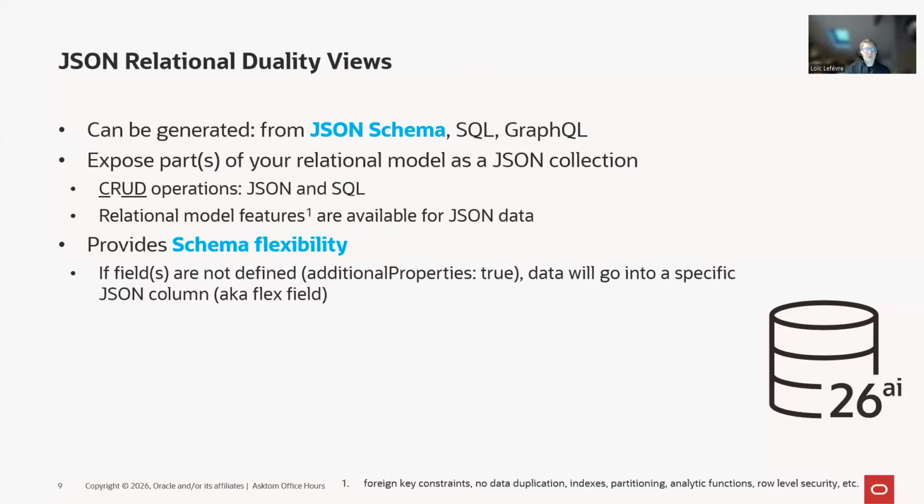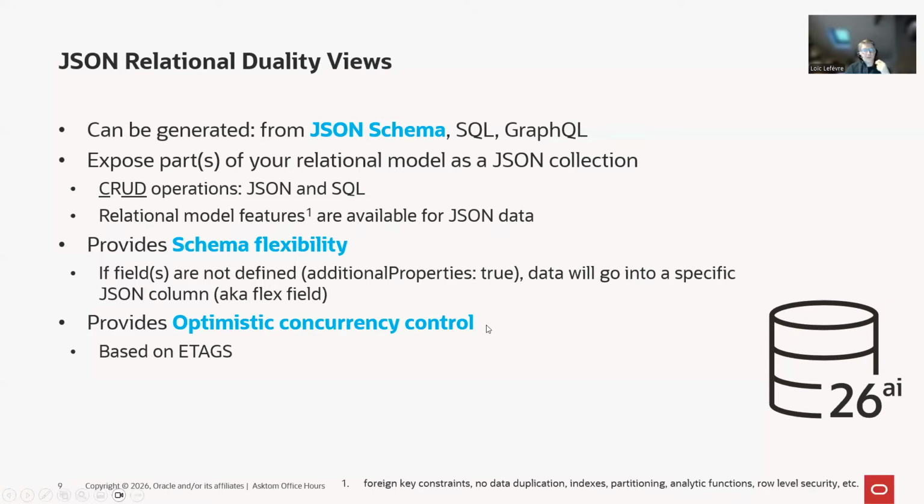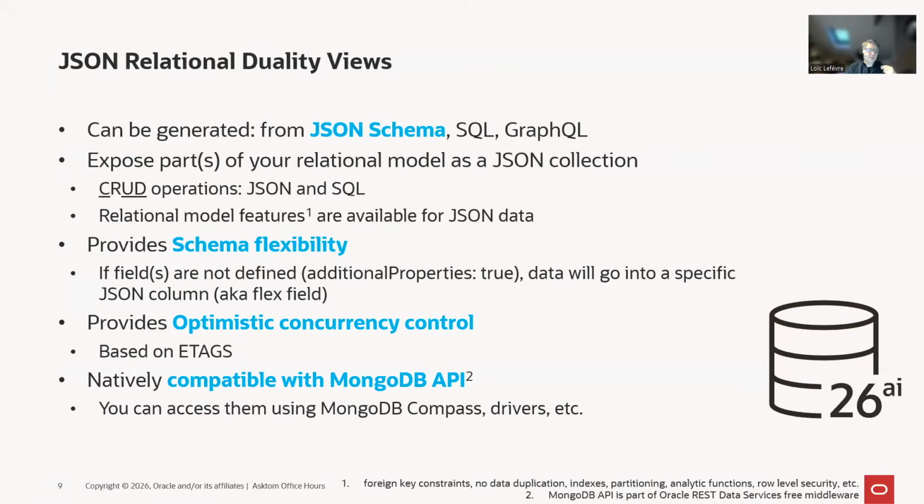Schema flexibility, I talked about that, but basically, if you consider the additional properties set to true, that's what it brings to you, right? So still flexibility regarding unknown JSON fields. Last but not least, we provide as well optimistic concurrency control. So if you think about the HTTPS world like e-tags, that's basically what we are adding. So free optimistic concurrency control within the JSON relational duality views. And of course, they are natively compatible with the MongoDB API.